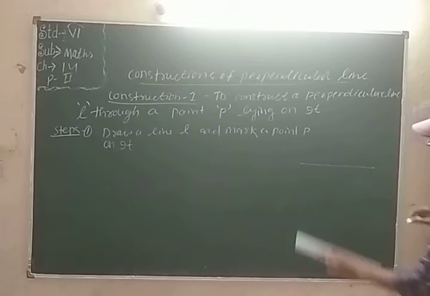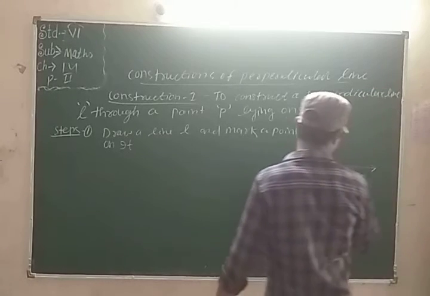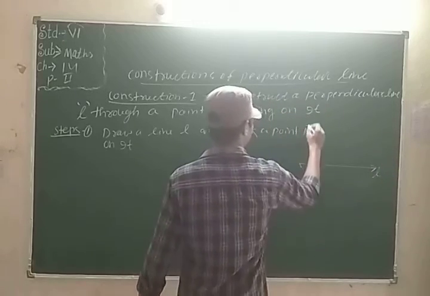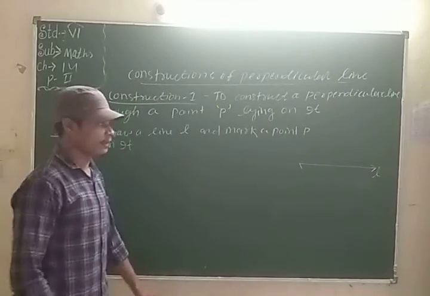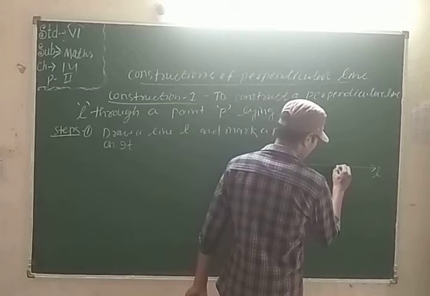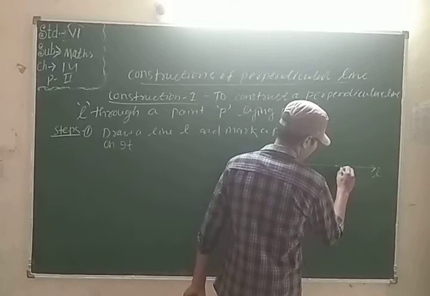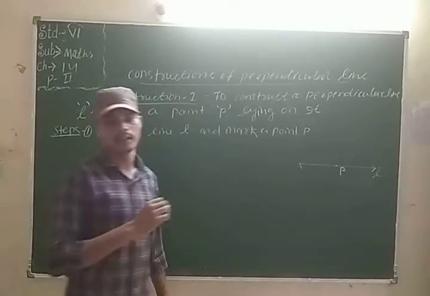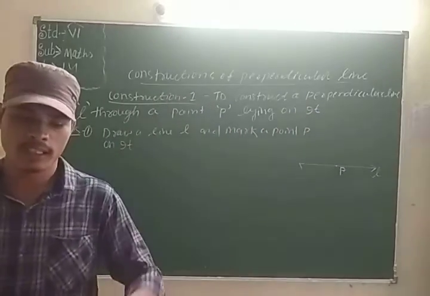Draw a line like this. Give the name. That is the line, and we put a point P on it. That means here we put a point and give the name P. This is the point P. That is step one. We can use a scale and draw a line.